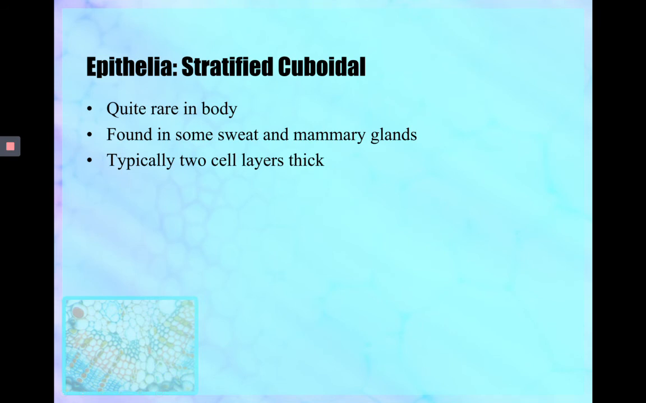Alright, then we won't talk a whole lot about stratified cuboidal. If we look at its name, a description would be 2 or more layers of cuboidal cells. It's not found a lot in the body. It's really rare, maybe some sweat and mammary glands, but usually they're in areas where there's some transition from one type of epithelial cell to another, and that transition produces this short area where you'd find stratified cuboidal.